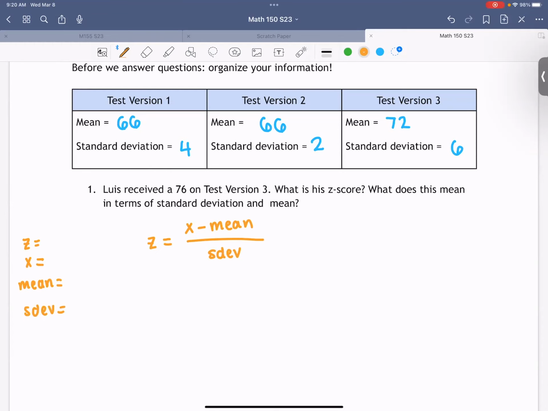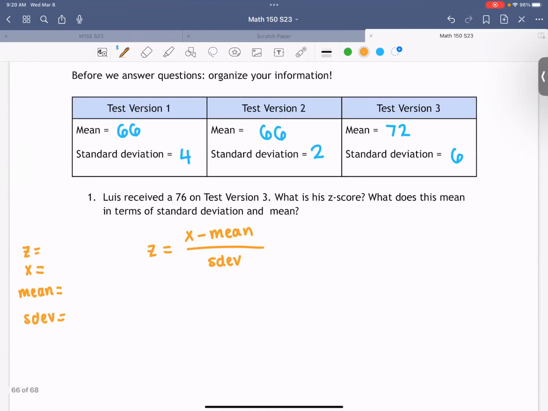Okay. Well, Lewis received a 76. Is that the x value or the z value? Definitely the x value, right? Well, the question is asking what the z-score is, so it's probably not what the z value is. And also 76 is the actual thing that happens in real life. So whenever you're dealing with an actual thing, like a data value that you actually got, that's going to be your x value, okay? Now we're dealing with test version 3, and that mean is 72 and 6.